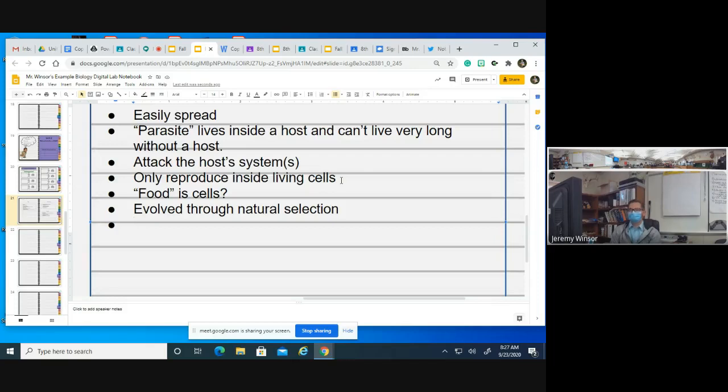Avery? When in a host, white cells attack it. I'm sorry, I couldn't hear. When in a host, white blood cells attack it. Ooh, so our defense mechanism is white blood cells? Yeah.